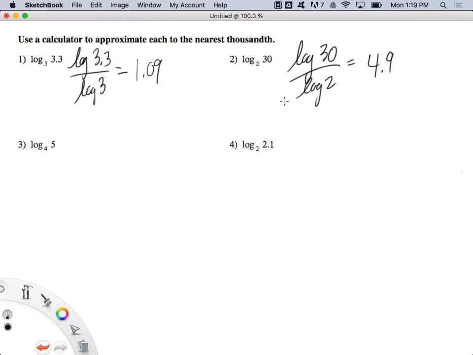Everybody go ahead and do number 3 and number 4. On your own, please. Do you have your packet? I got you.